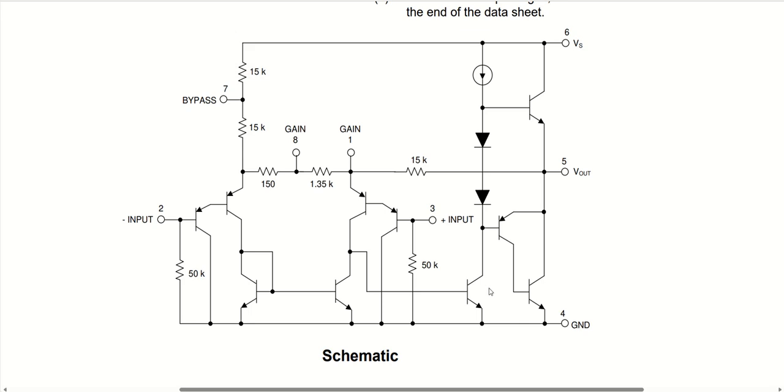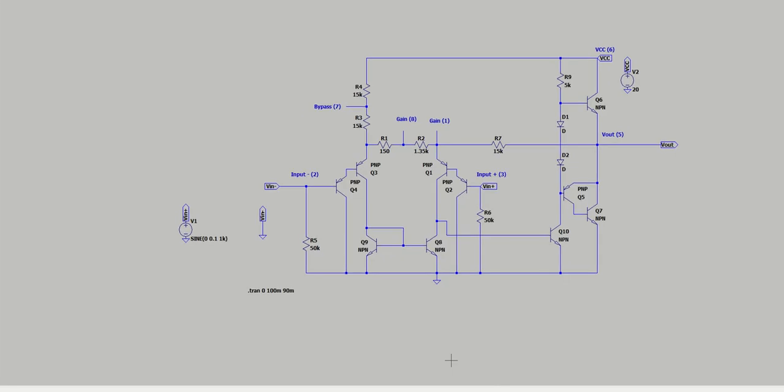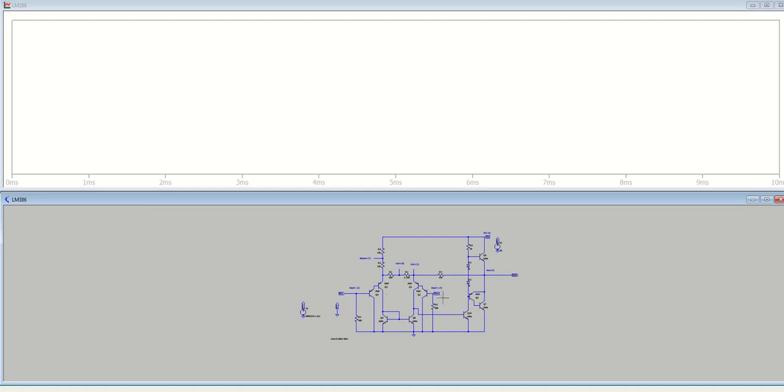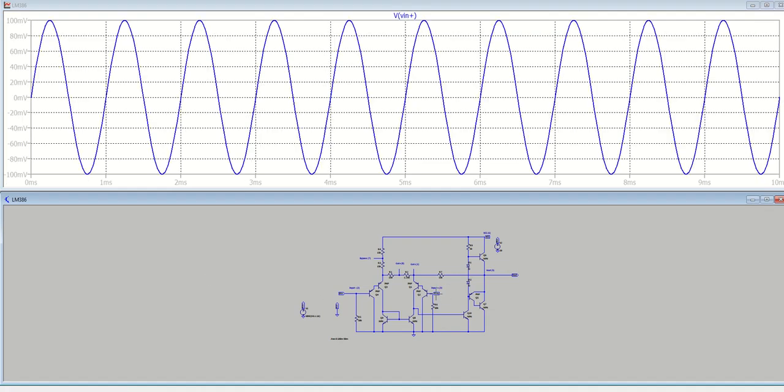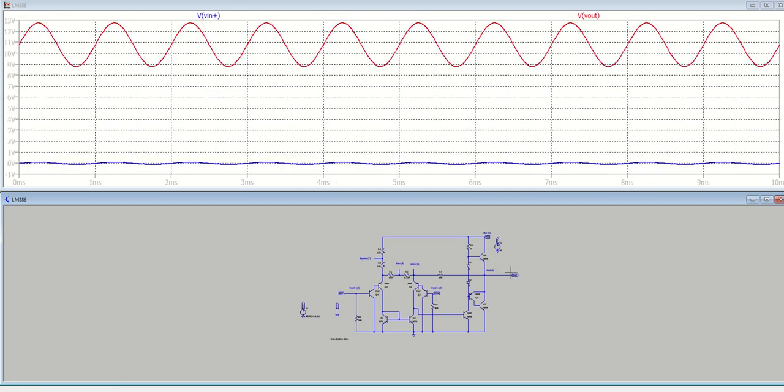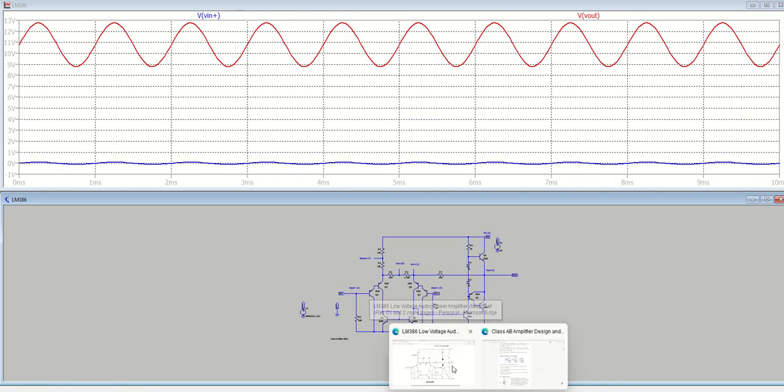So I went ahead and made the LM386 in LTspice. And I wanted to point out a couple things. If you were to run this, and we're sending a 200 millivolt peak-to-peak signal in, and you just take the output, we're writing a DC voltage. Okay, so let's go back to the data sheet.